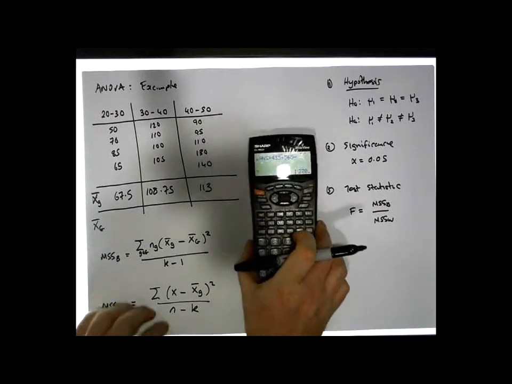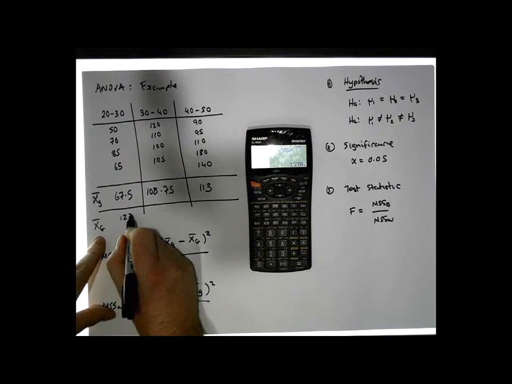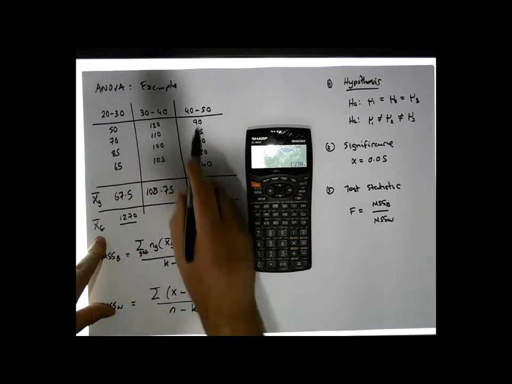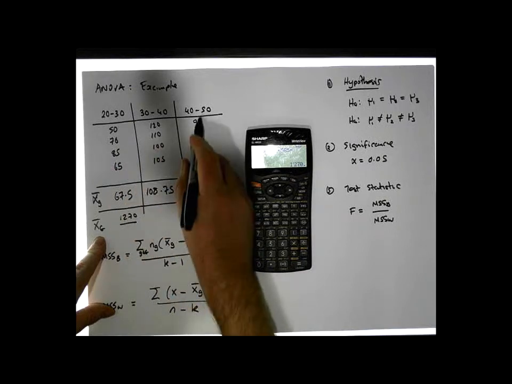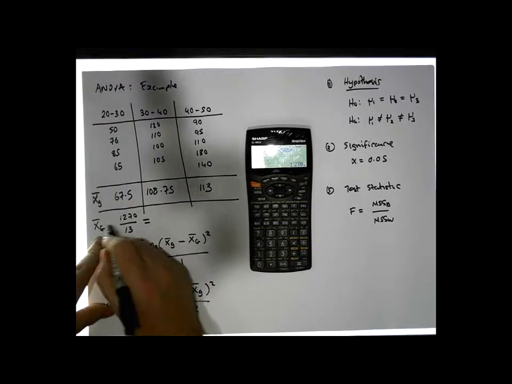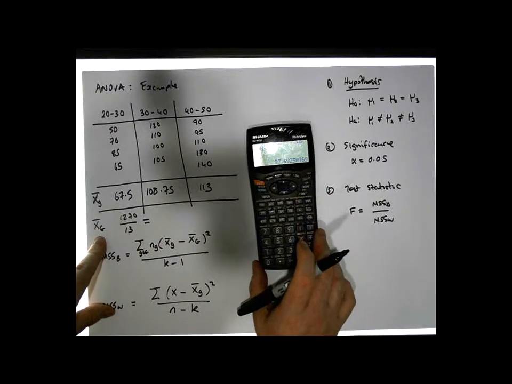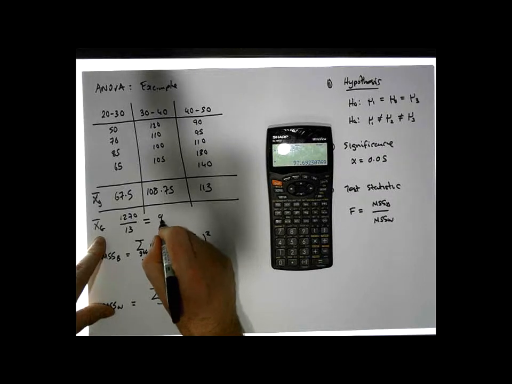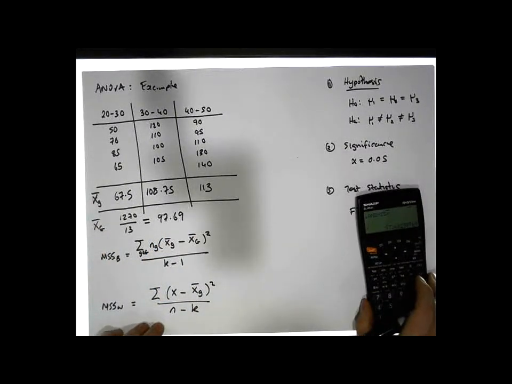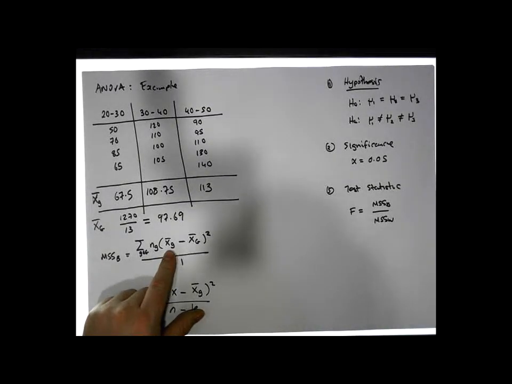So I'm calculating x bar of G, which is 1,270 divided by the number of observations. We have 4, 4, and 5, which gives us 13 observations. Dividing by 13 gives us a value of 97.69, to 2 decimals. So what we need to calculate now, we know the group sizes.